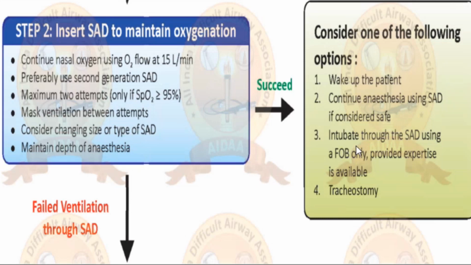And when I say supraglottic airway device, what do you use? There are so many in the market. So preferably it is better to use a second generation supraglottic airway device. So why second generation again? The reason is they have a gastric drain. So we can always insert a Ryle's tube and try to deflate the stomach. That in turn will improve our ventilation, right?